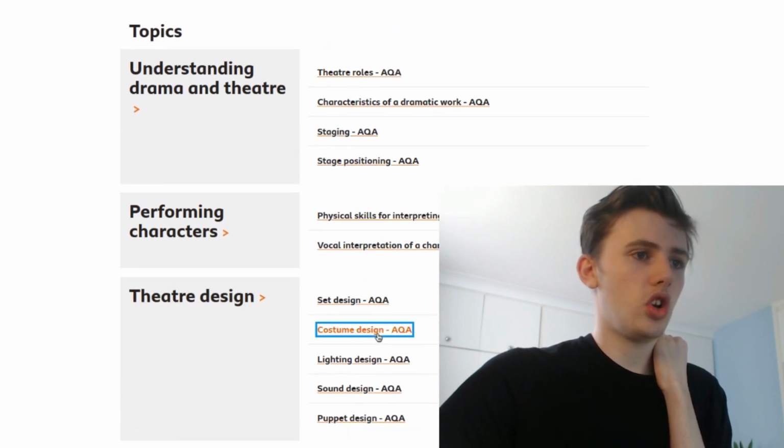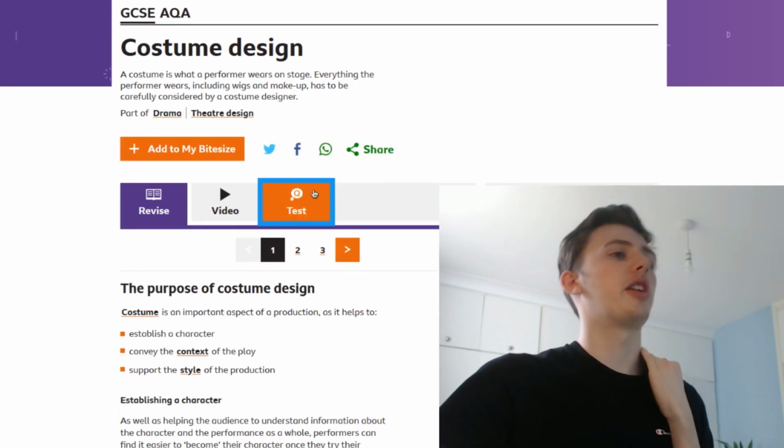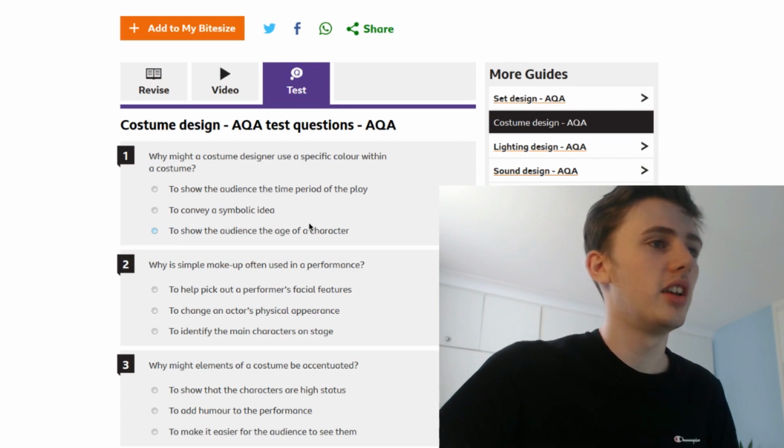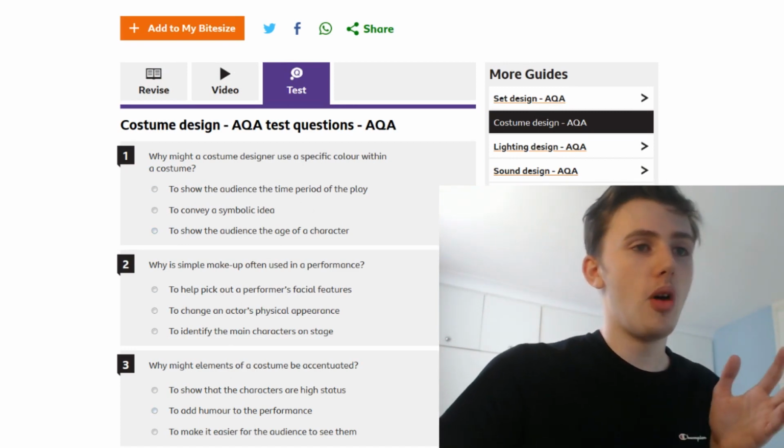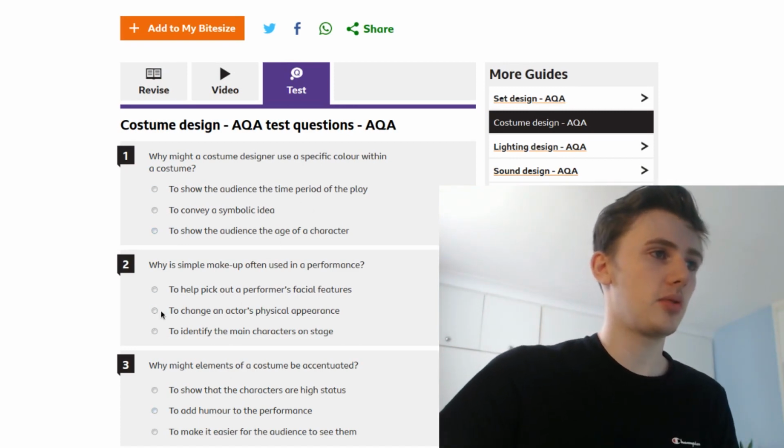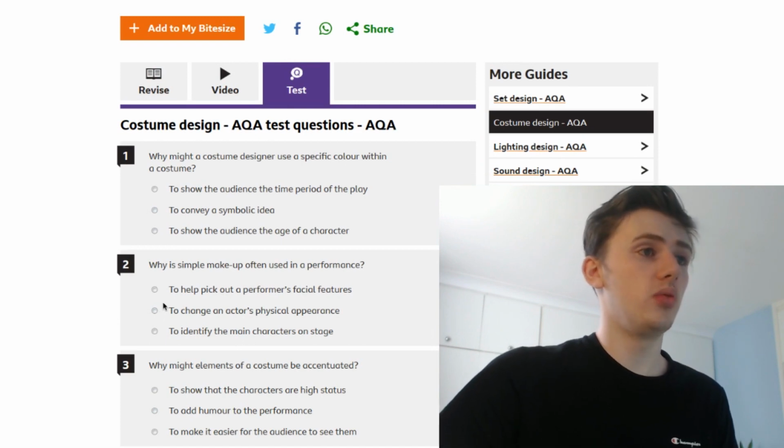Right. Costume design. Come on, test. There we go, guys. We're doing a test on costume design. Guys, I guarantee that I can get full marks on this, easy peasy lemon squeezy. Why might a costume designer use a specific colour within a costume?